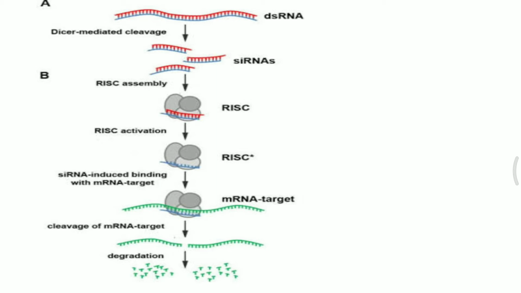The double-stranded RNA is present, which is long, and it is clipped with the help of Dicer, which is an endoribonuclease. Dicer cuts the long double-stranded RNA into short interfering RNAs, and these short interfering RNAs combine together with certain proteins in order to form the RISC complex, which is the RNA-induced silencing complex. As soon as the small siRNA binds with the proteins, it forms the RISC assembly.